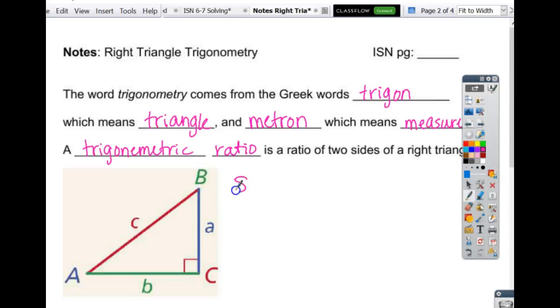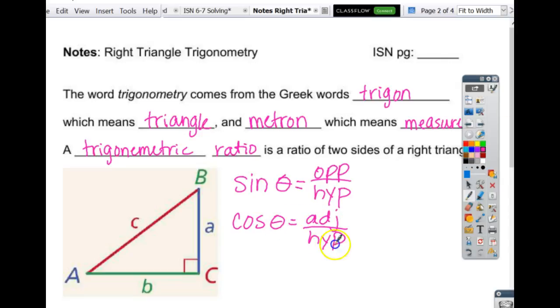So, the sine of theta is the opposite over the hypotenuse. The cosine of theta is the adjacent over the hypotenuse. And the tangent of theta is the opposite over the adjacent.